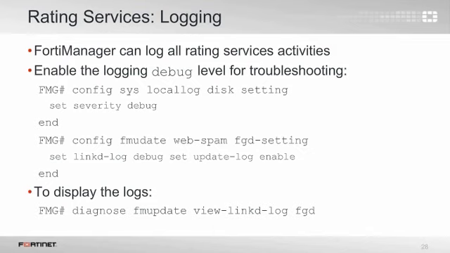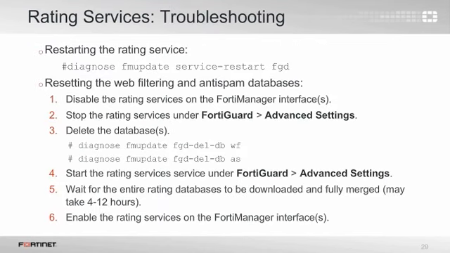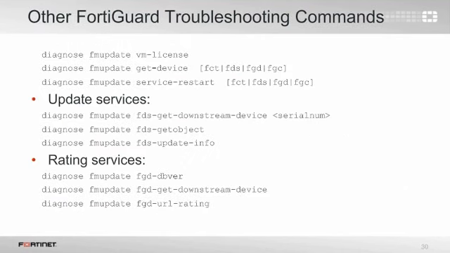FortiManager can log rating services events in the same way that it logs update services events. For troubleshooting, it is recommended that you enable the debug level first. You can use the steps shown in this slide to reinitialize the web filtering and anti-spam databases and services. These are other debug commands available in FortiManager to troubleshoot FortiGuard-related problems.